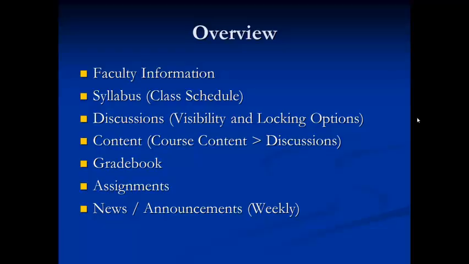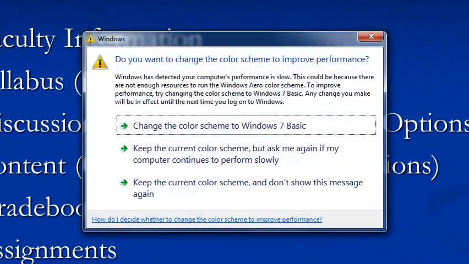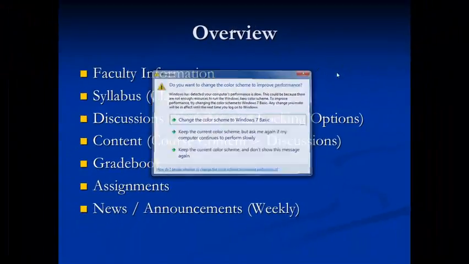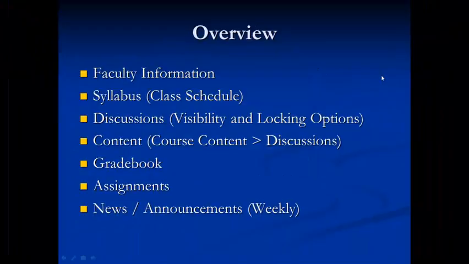Then there's the discussions area. I'll talk about the two different key dates or timestamps. One's related to visibility, what the students can see and what they can't see when they go in. And the other is what allows them to do their work. The lockout dates are those dates which they can maybe see things, but they are no longer allowed to submit the work. So I'll talk about that in the discussions tutorial.